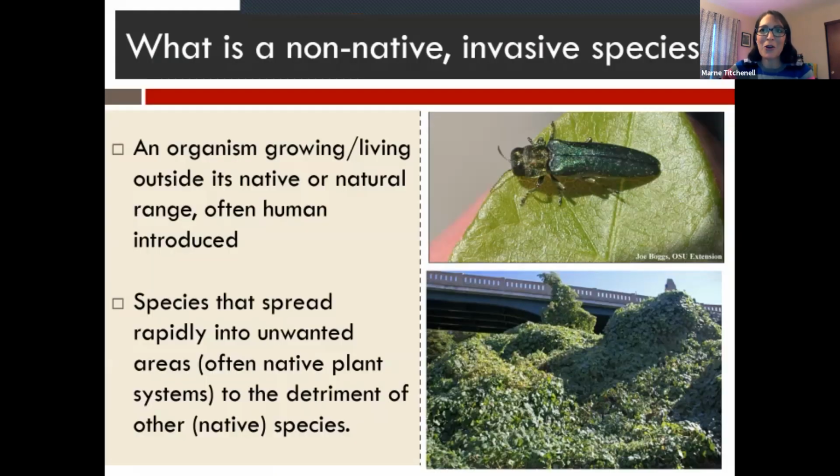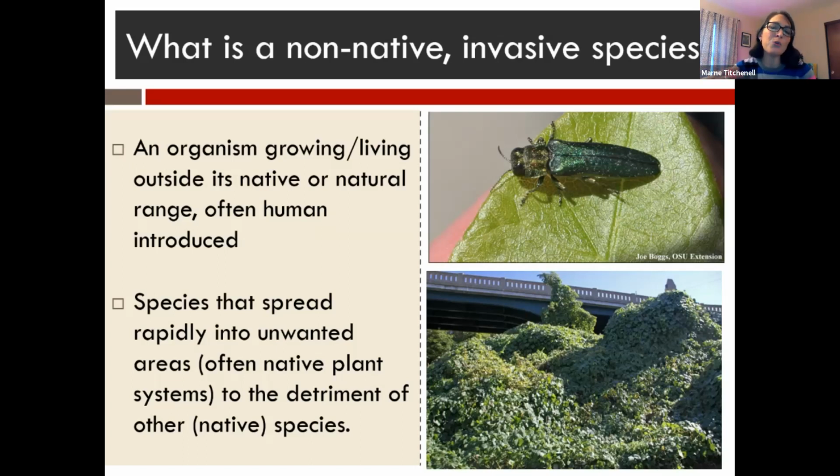I know you all are master gardeners and you're probably very familiar with non-native invasive species, but just so we're all on the same page, I wanted to quickly review what a non-native invasive species is. Here are two general bullet points. An organism that is growing or living outside of its native or natural range. Many times these species are introduced by humans, sometimes purposefully. These days, it seems like more accidentally than anything. And then, of course, they are also a species that often spreads very rapidly into an area where they are not wanted, and they cause some sort of harm or a negative impact to the ecosystem that is full of native species.